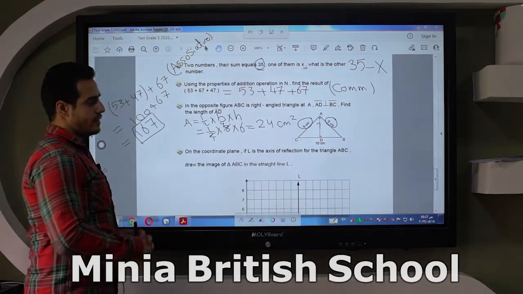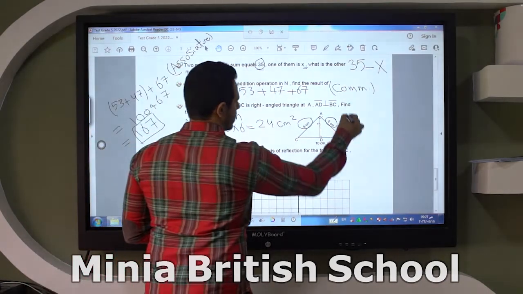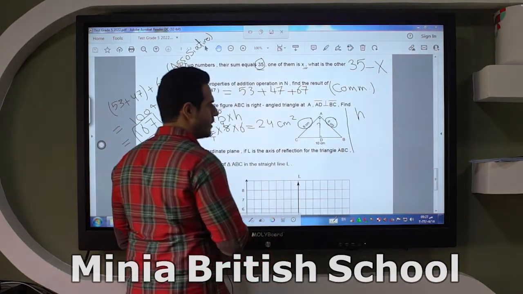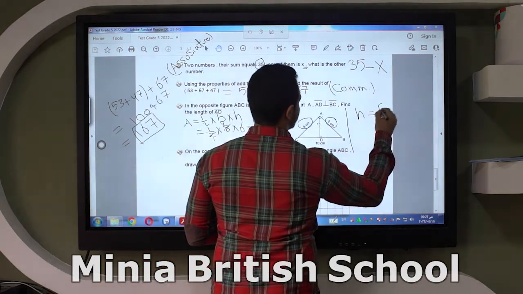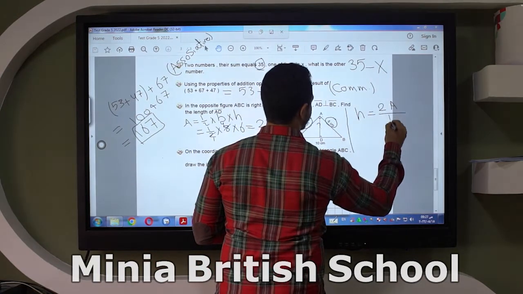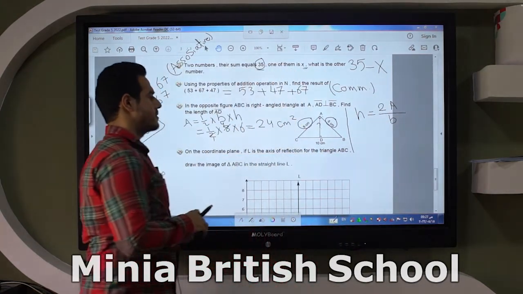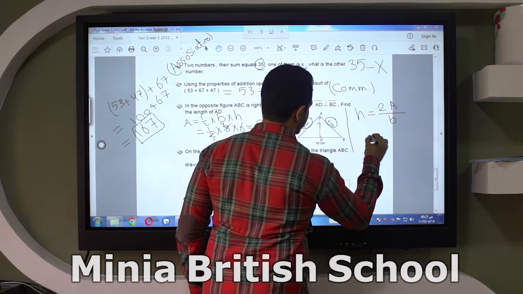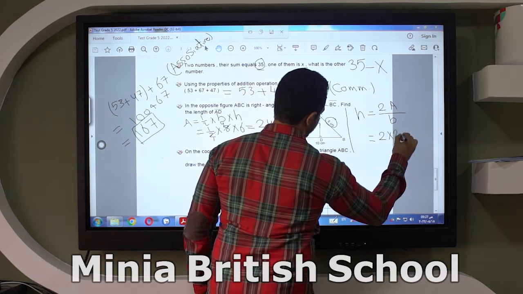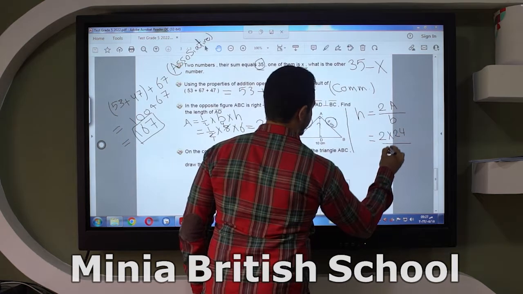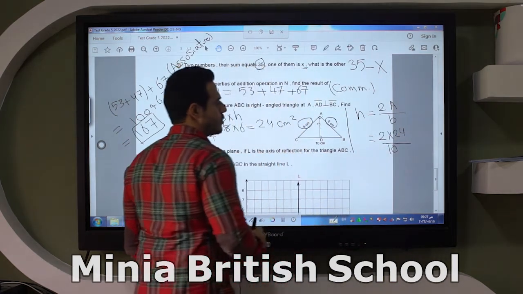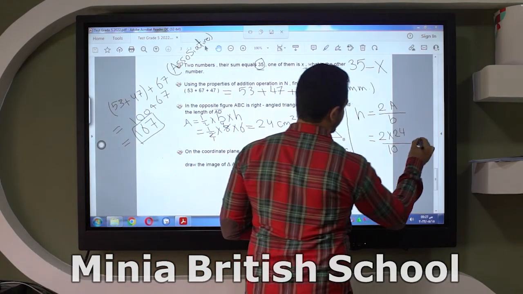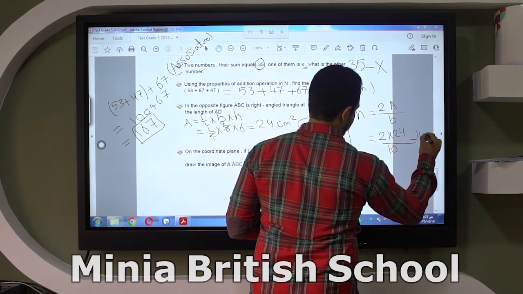Now, we can get the height, the second height. I will say height or AD equals 2 times the area over base. So 2 times 24 over 10. 2 times 24 equals 48. 48 divided by 10 equals 4.8 centimeters.